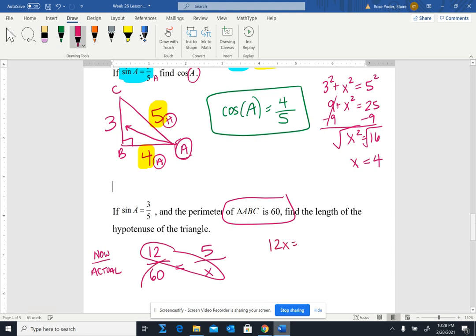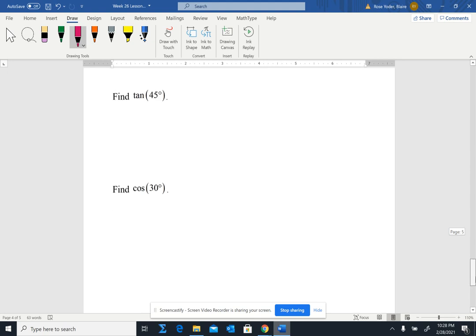12x equals 300. 300 divided by 12 is 25. So it's not actually a 3, 4, 5 triangle. It's actually a 15, 20, 25 triangle. The ratios are the same, but the side lengths are actually bigger. So I thought that was important to point out too. Let's do one more thing and then we'll do some practice.